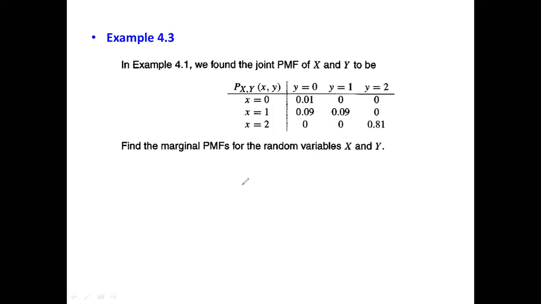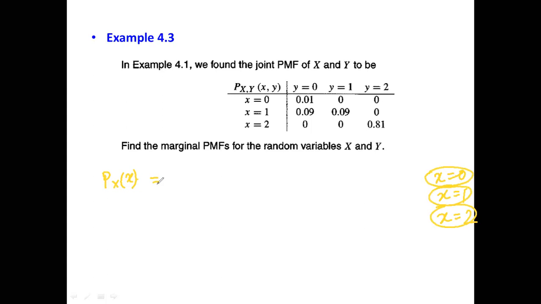Say for example, I want to find out Px from that. If I want to find out Px, what are the values of X? We know we have here X equal to 0, X equal to 1, X equal to 2, isn't it? So if somehow we can find out the probability of X equal to 0, probability of X equal to 1, probability of X equal to 2, then we can find out easily the Px.